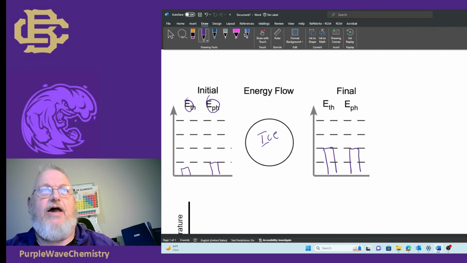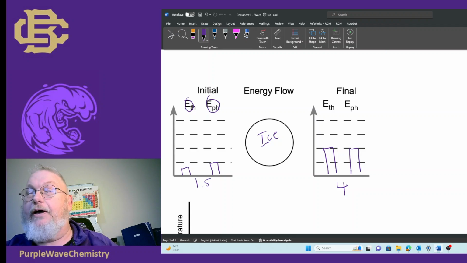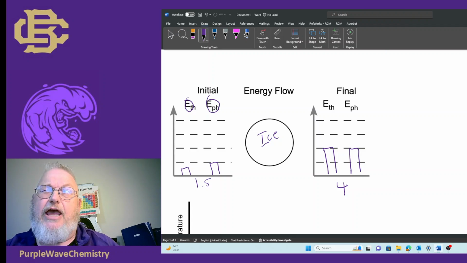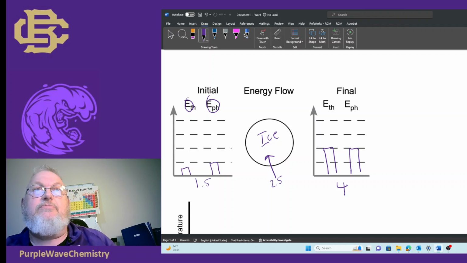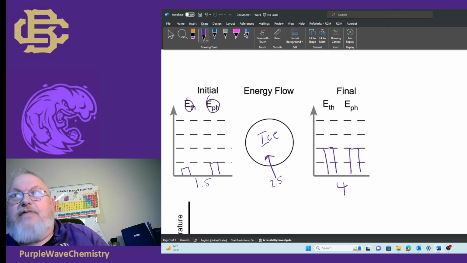Now let's see what we've got. Over here, I started with 1.5 bars. I finished up with 4 bars. That means some energy had to be added into the system from the surroundings, from the universe. So I've got to put an arrow in there, and I added 2.5 bars. I can do something like that just to let me know that I added some energy to make it to the final state. That's it.